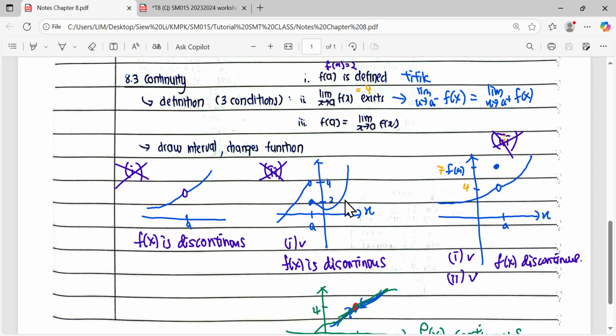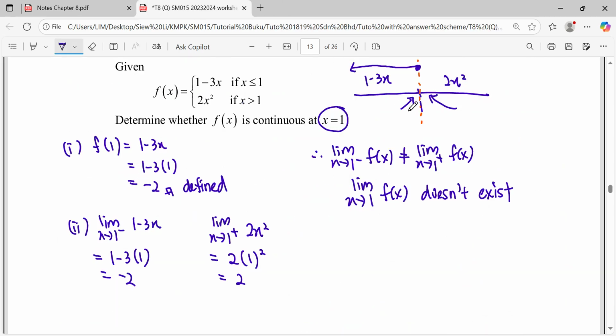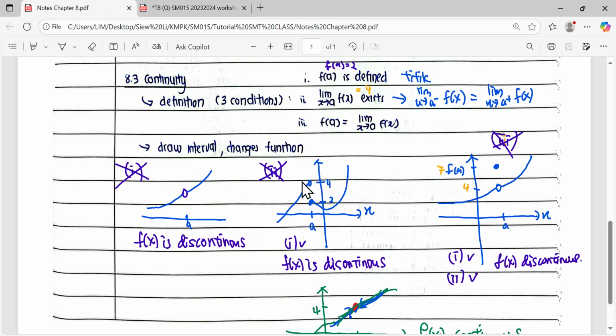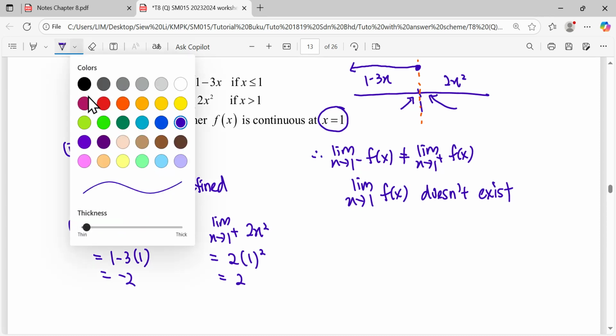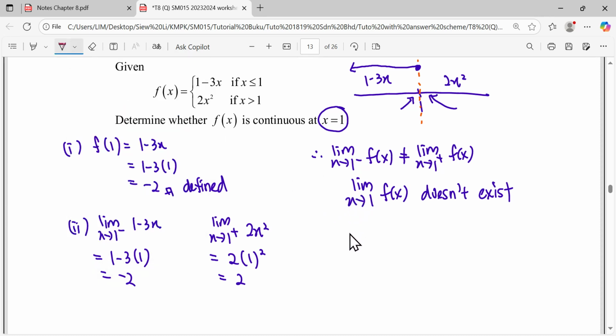Then you can see the simulation here. You can notice that our graph is discontinuous. It is not continuous, it is not connected. So it is the same as this case: at the point, the left hand side and right hand side approach different values. That's why the graph cannot be connected. So we answer the question and come up with the summary. Since condition number 2 is not fulfilled, therefore the function is not continuous at x equals 1.